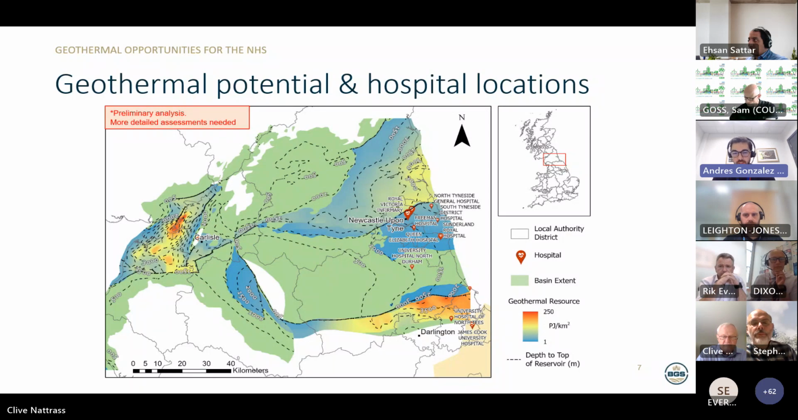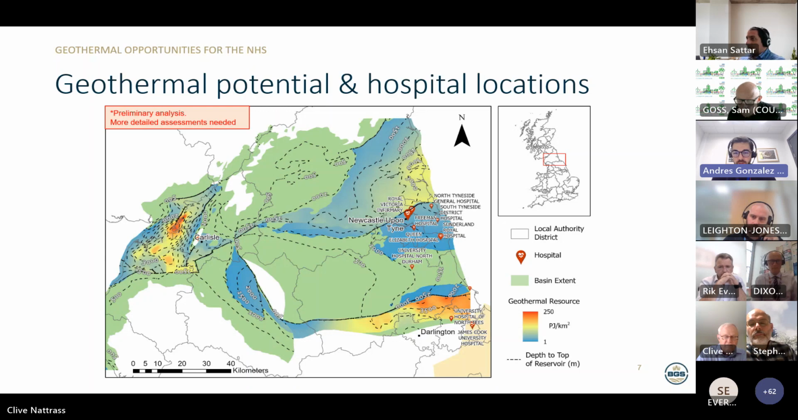go into this assessment. So you can see in more detail the location of some of the hospitals. With this symbol, you can see the size in terms of heat demand. So we have done these prioritizations with the location. And you can see these heat in place values range between 1 in blue to 250 petajoules per kilometer square.